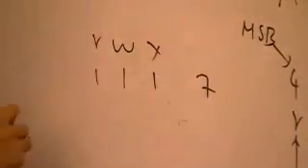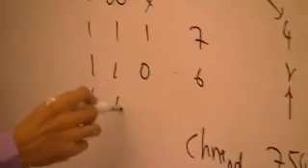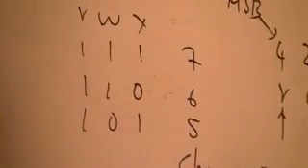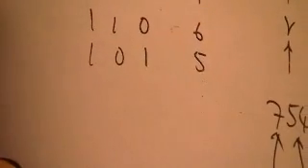If you set all the 3 bits to 1, it is 7. If you set only the read and write, it is 6. If you set only read and execute, it is 5. Okay? What is CH? chmod, that's the name of the command.